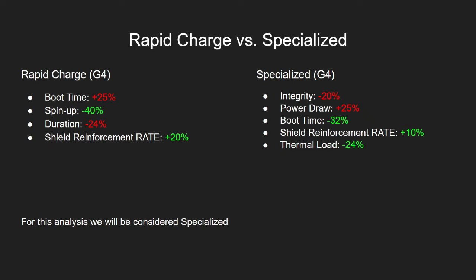Specialized will modify some values, but the only thing we're interested in is the 10% boost to refill per second. So specialized is just a flat buff to the shields, while rapid charge will make your shields more energy efficient. While this will be an energy efficiency analysis, we will be using the specialized SCBs for this particular analysis. And then we come to mods. We really only care about boss cells.